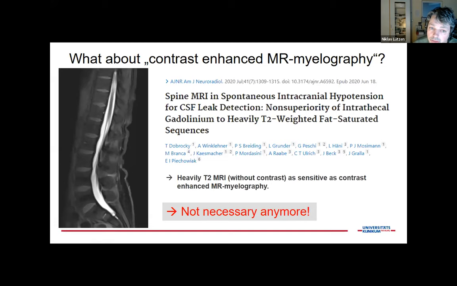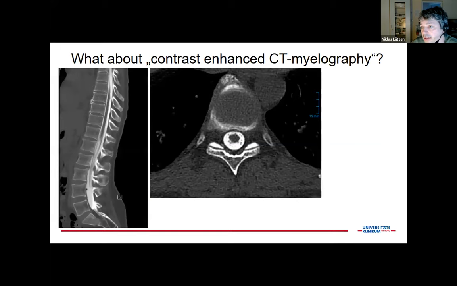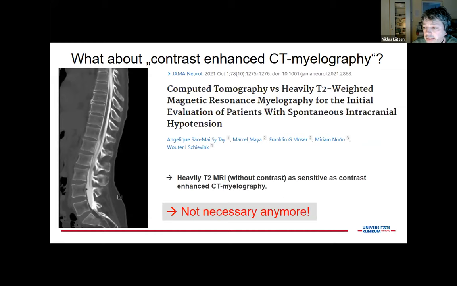And it is the same for the contrast-enhanced CT myelography in supine position. There's another work reporting the same: heavily T2 MRI is as sensitive as contrast-enhanced CT myelography. So we can reduce invasiveness, we can reduce radiation dose, we can reduce several investigations. When you have these good heavily T2 images, it is no more necessary.